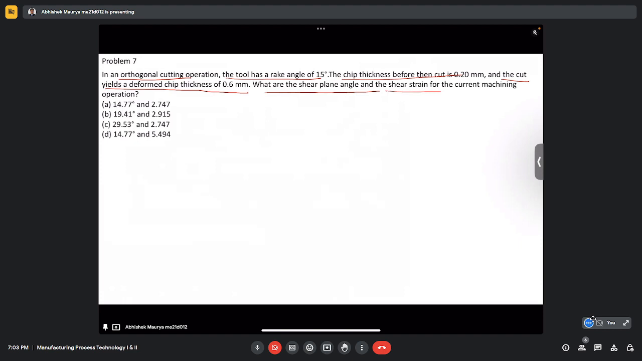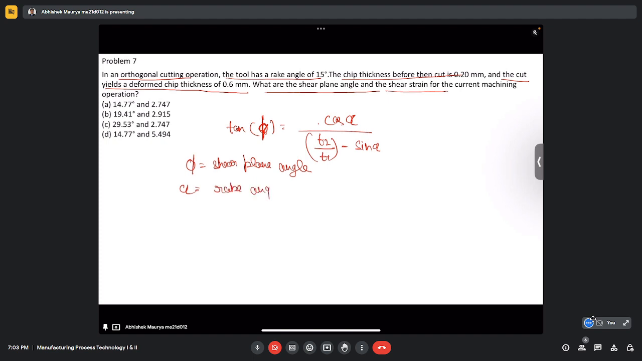Already we have seen this kind of relation: tan phi, where phi is the shear plane angle, is equal to cos alpha divided by (t2/t1 minus sin alpha), where alpha is the rake angle. It is given as 15 degrees, t2 is the chip thickness after cut, given as 0.6 mm, and t1 is the uncut chip thickness.